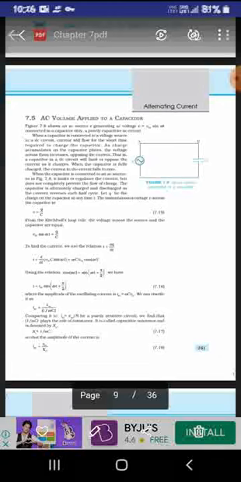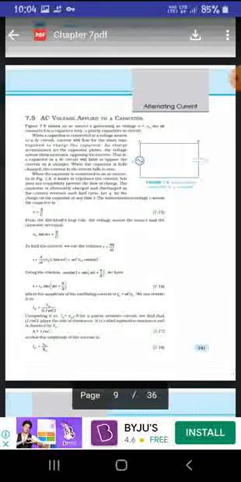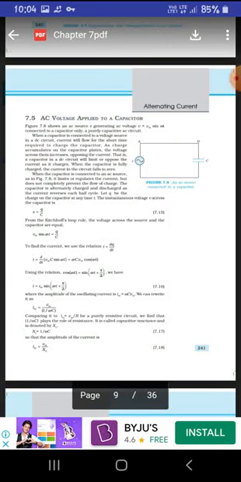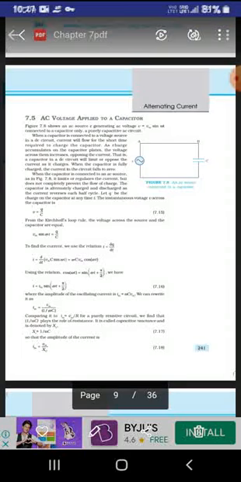After charging in DC, once the capacitor is fully charged, it will oppose the current that comes towards it, and then the current becomes zero. But when the capacitor is connected to an alternating current source, it limits or regulates the current, but it does not completely stop it. There will be a limit, but the current does not stop fully. There will be a flow of current in that capacitor.